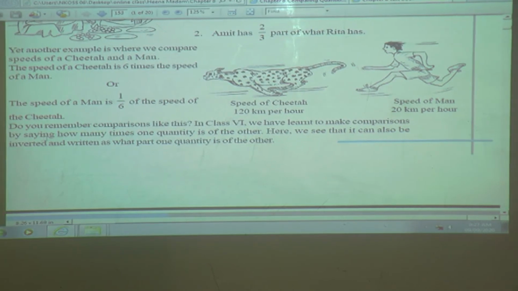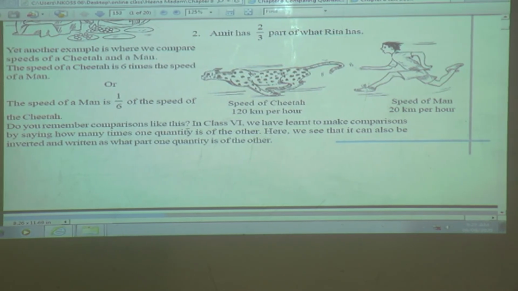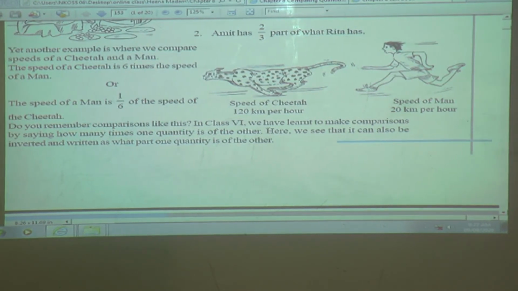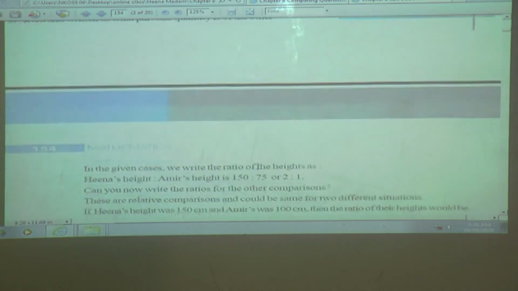So do you remember comparison like this? In class 6 we had already learned to make a comparison by saying how many times one quantity is of the other. Here we see that it can also be inverted and written as what part one quantity is of the other. Here we had seen the example with Amit and Rita. We had just inverted the quantity to find out. So this we had learned in class 6. Today we will see some more examples.